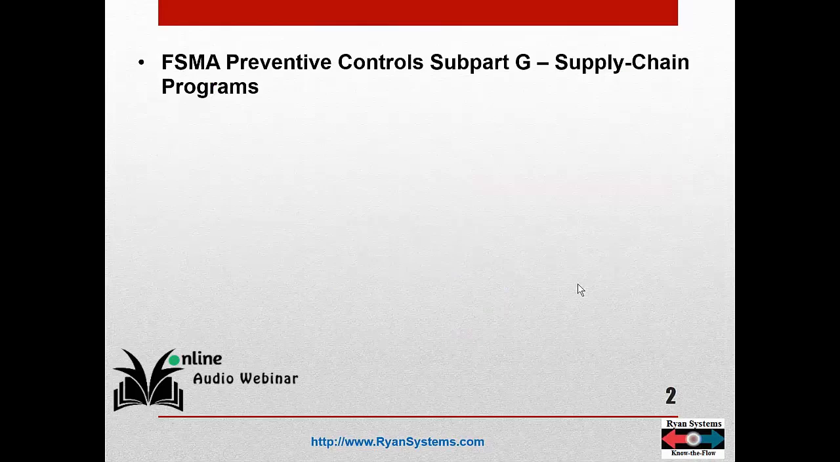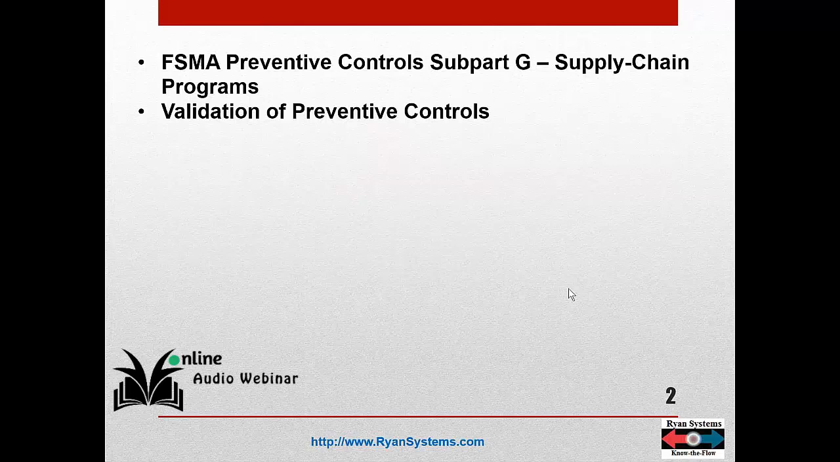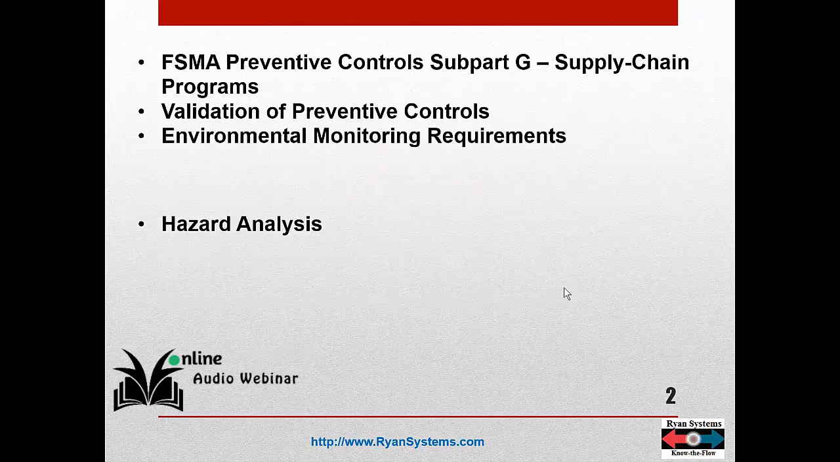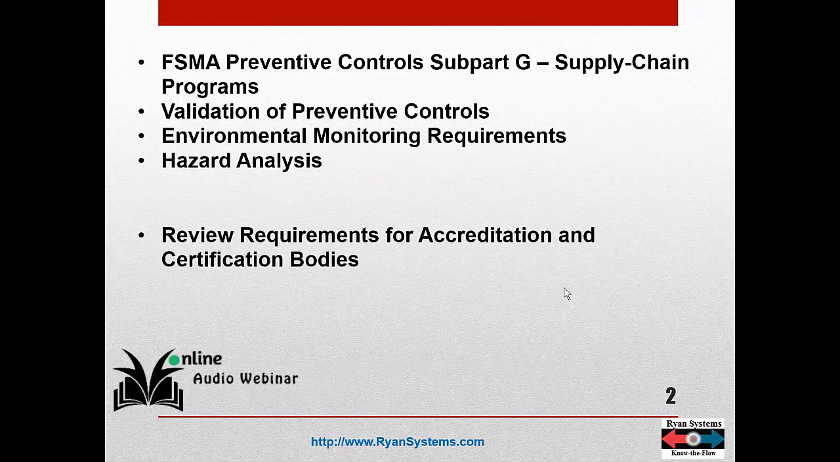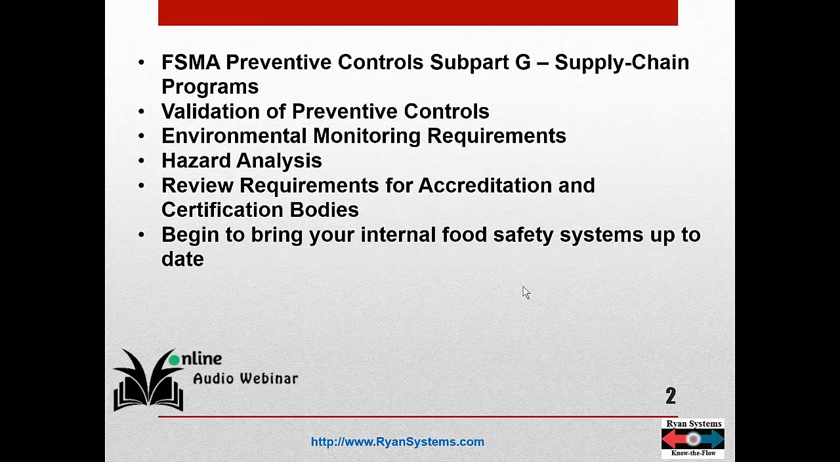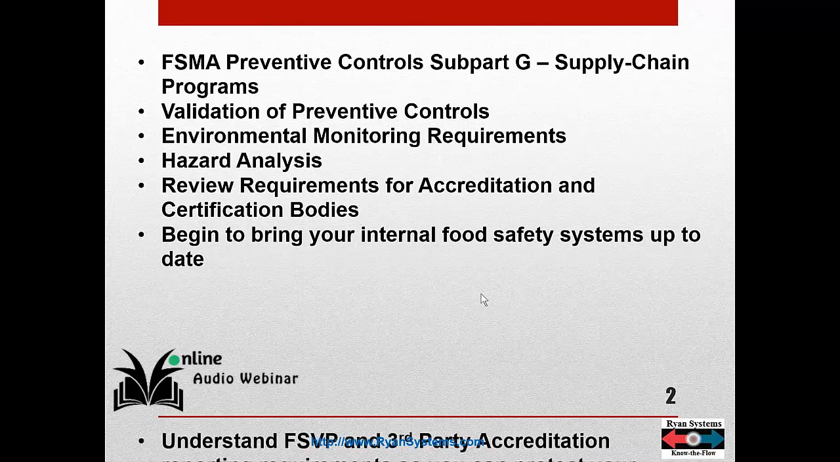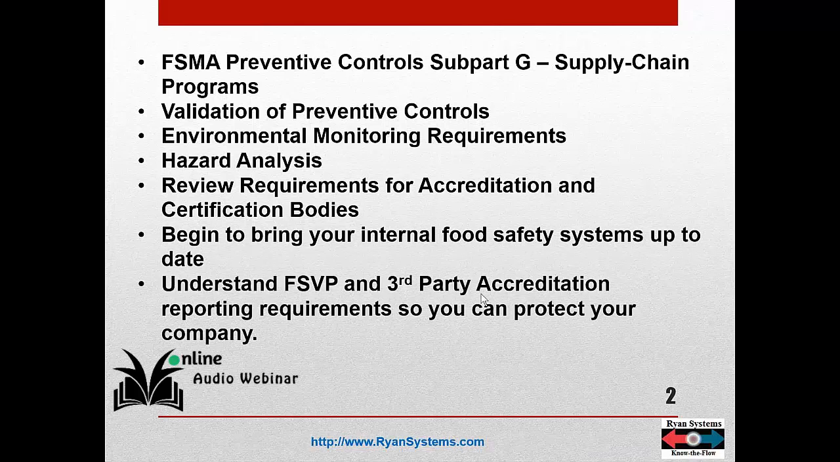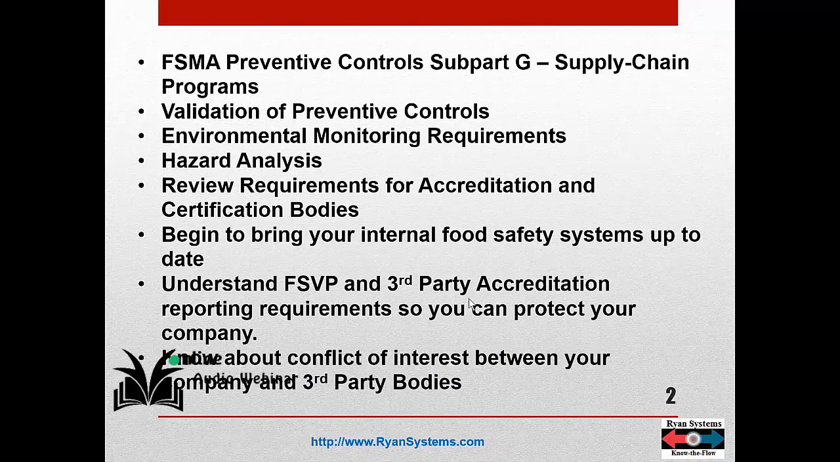All right, so we're going to go through the preventive control rules, validation of the rules, environmental monitoring requirements, hazard analysis. We're going to go through these quickly. Review requirements for accreditation and certification bodies. Begin to bring your internal food safety systems up to date and understand FSVP and third-party accreditation reporting requirements. And we're going to talk about conflict of interest between your company and third-party bodies. That's for certification and accreditation, okay?